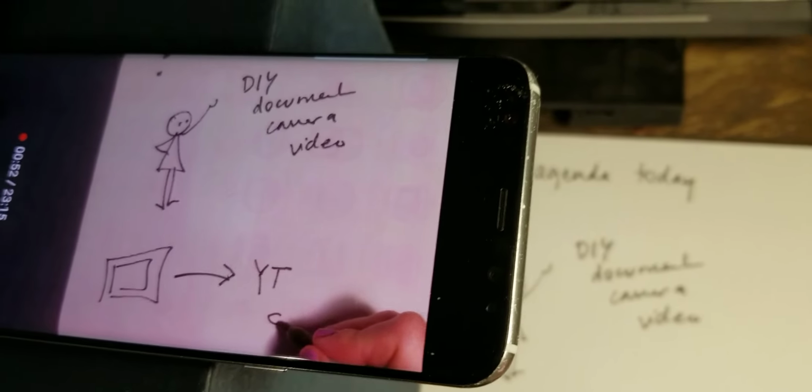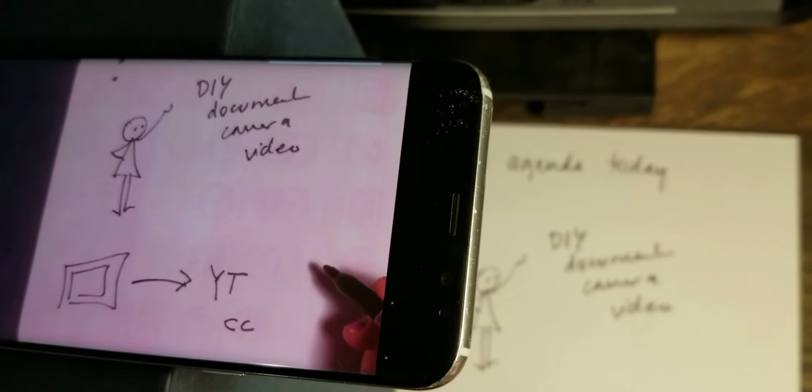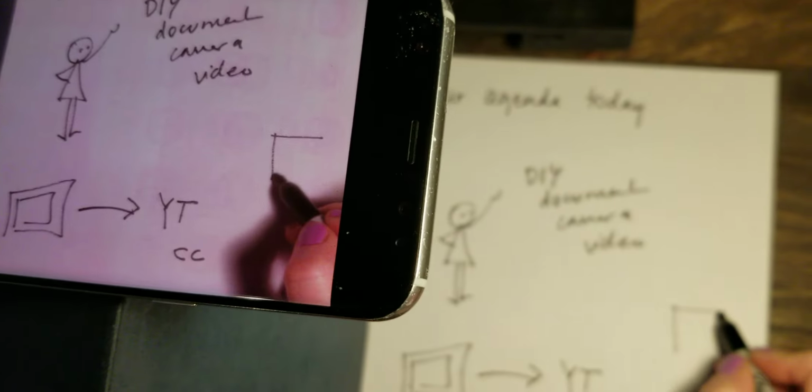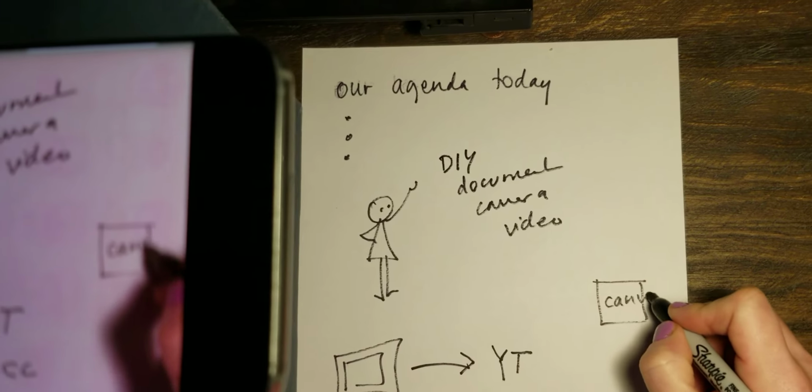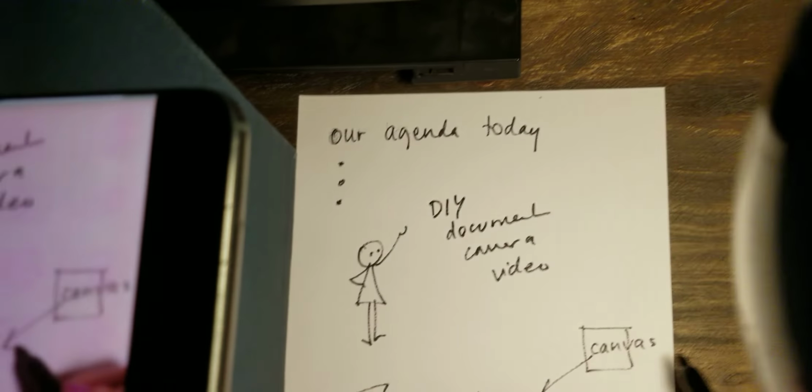Where it will get captioned, right? And then that YouTube link is where, in our Canvas course, we can post the link to YouTube.